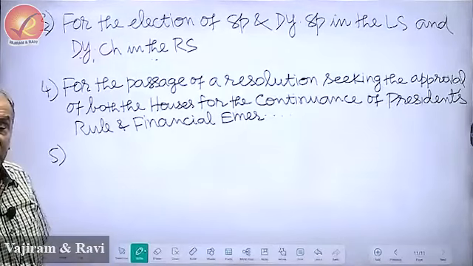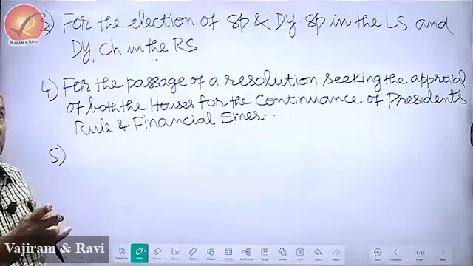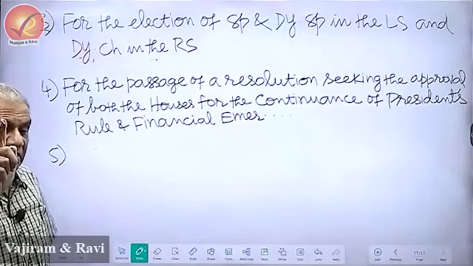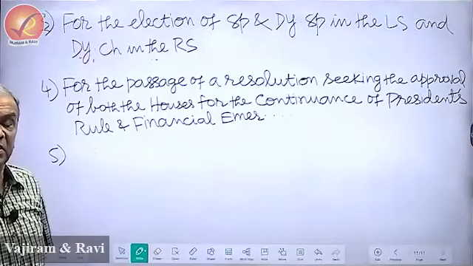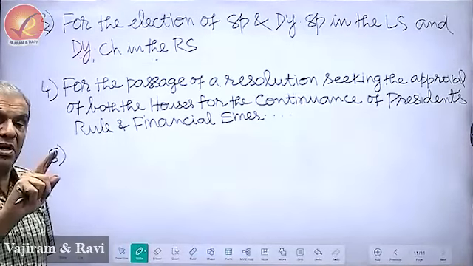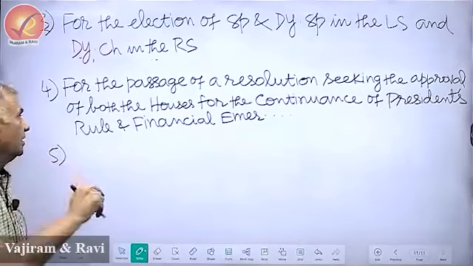National emergency is to be approved by both the houses of the parliament with a special majority. What about discontinuance of national emergency? It can be done by the Lok Sabha alone with simple majority.